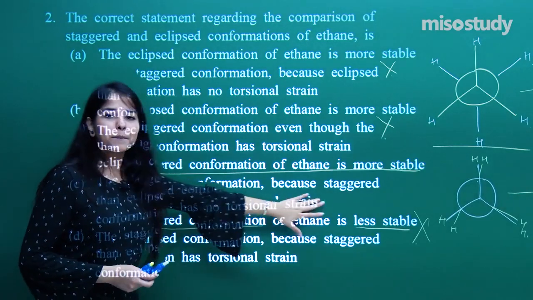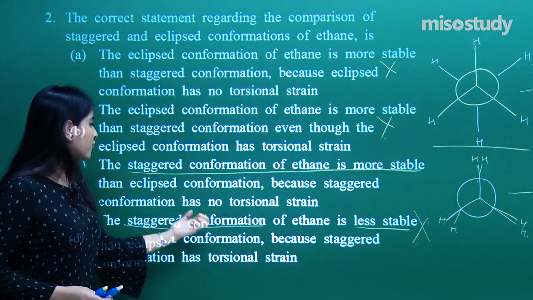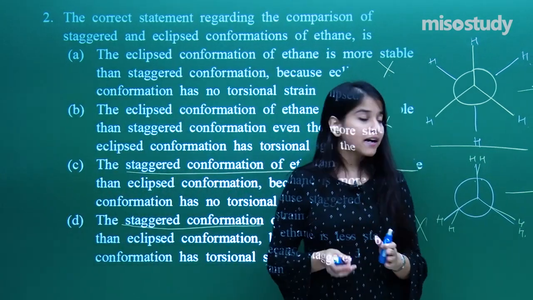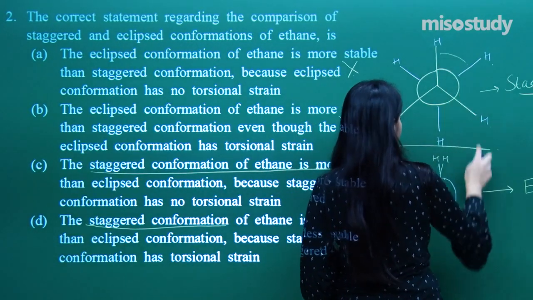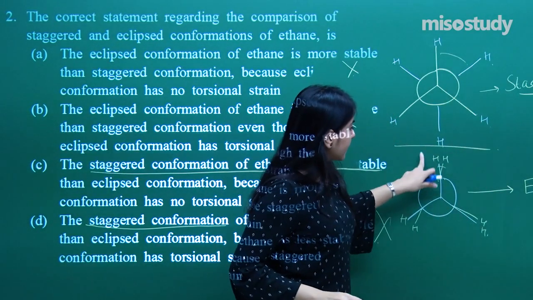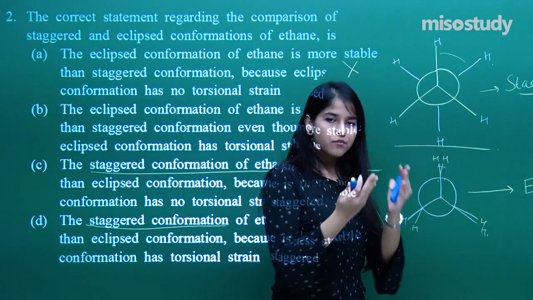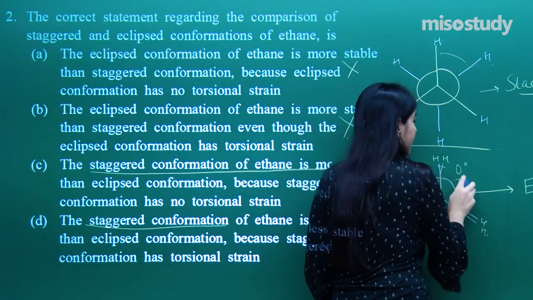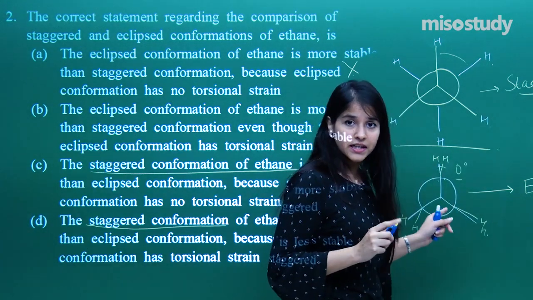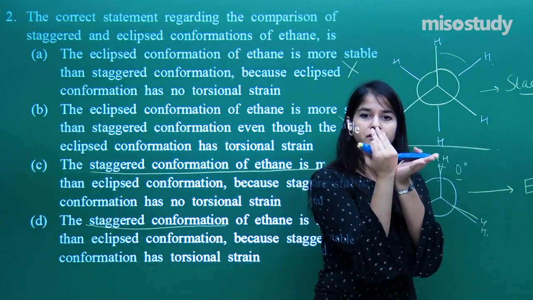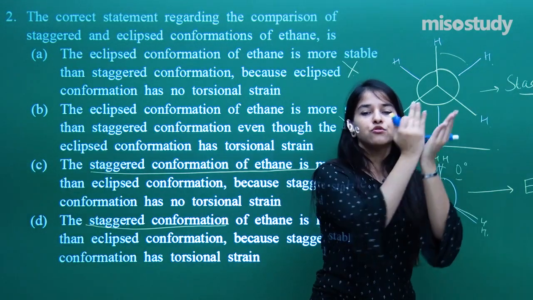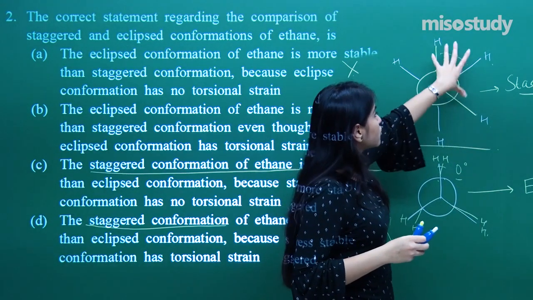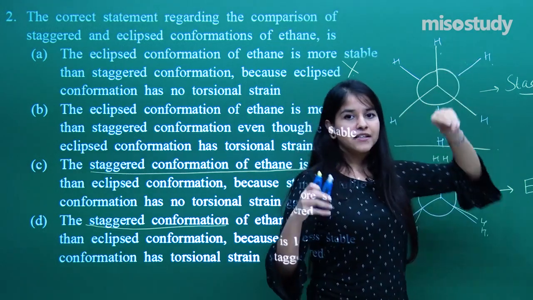But let us complete the sentence, because staggered conformation has no torsional strain. Is it true? What is the torsional angle? If you see here, there is so much torsional strain because the angle is least. The dihedral angle over here is 0 degrees, the highest torsional strain in this case. Torsional means whenever two things move, they have a strain in between. That is the kind of strain we are talking about. Over here in the staggered there is no torsional strain as compared to the eclipsed.